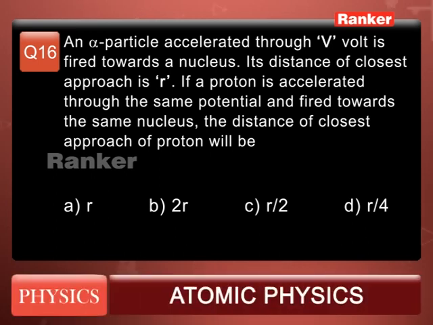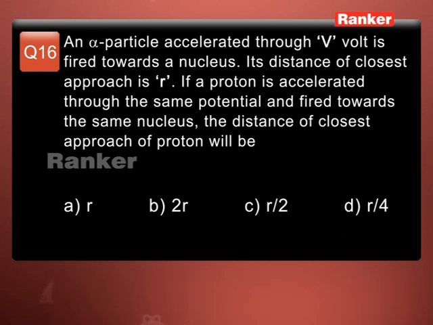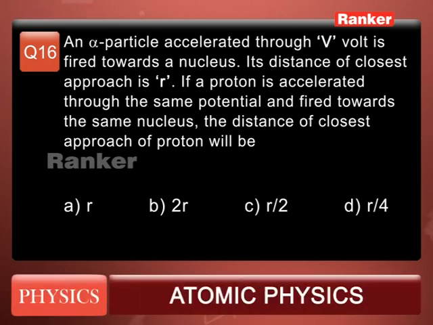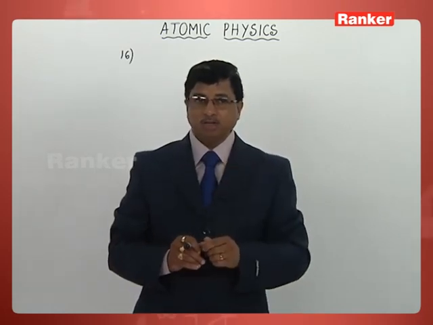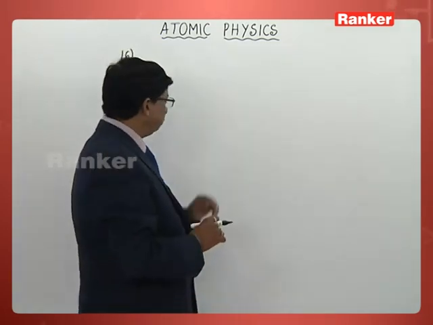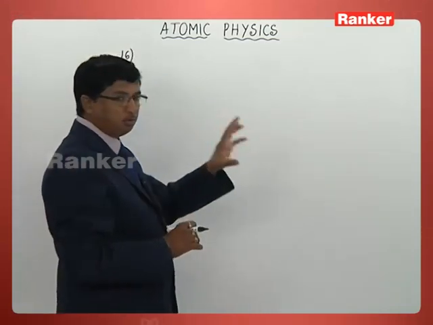You can now understand in this particular case by looking at the four options. First option is given as r, same as before without any change, that is what it means. Second option is 2r, third option is r by 2, and fourth option is r by 4. Which is the correct option for us? We just have to look into what the condition for distance of closest approach is.